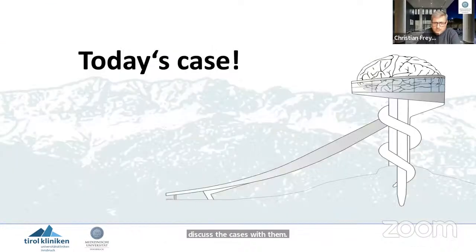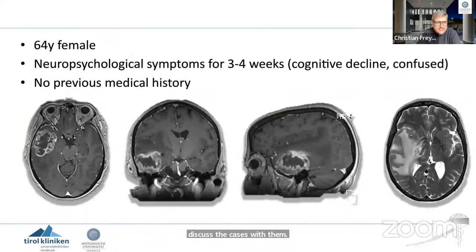So straight into today's case, we have a 64-year-old female who harbored neuropsychological symptoms for a couple of weeks, 3 to 4 weeks. The relatives mentioned a cognitive decline. She was kind of confused, and that's why they went to their family physician, who sent her to a regional hospital, who did a CT scan, showed a large edema, and they sent her to us for further workup. She had no previous medical history whatsoever, absolutely healthy.